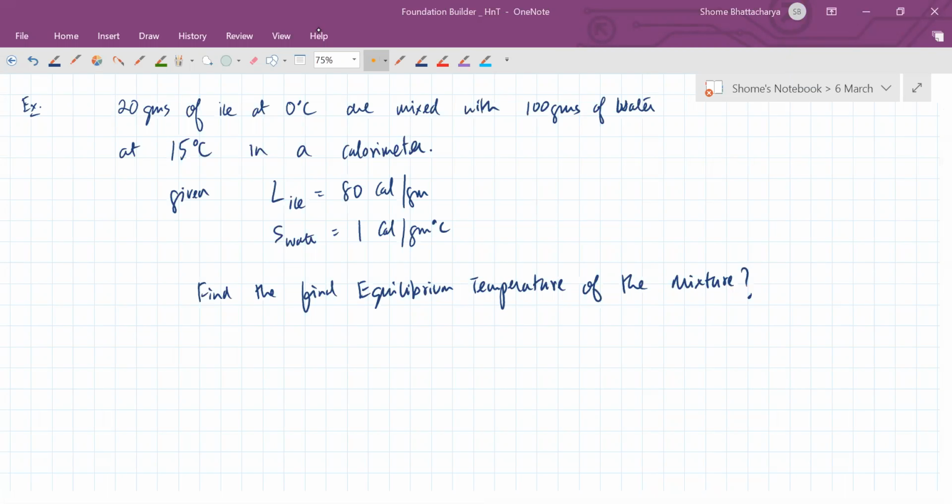So again, it is the ice that will be absorbing heat, and the water, which is initially at 15 degrees C, will be supplying the heat. So water will be cooling down, ice will be first absorbing heat to melt, and then if the temperature rises, absorbing further heat for the temperature to rise from 0 degrees C to whatever final temperature. So we have to find that final temperature.